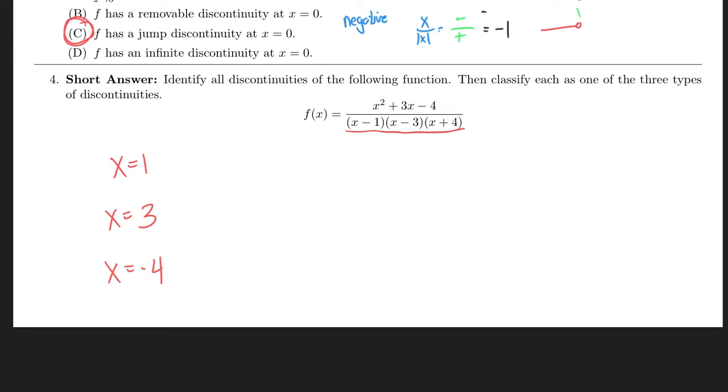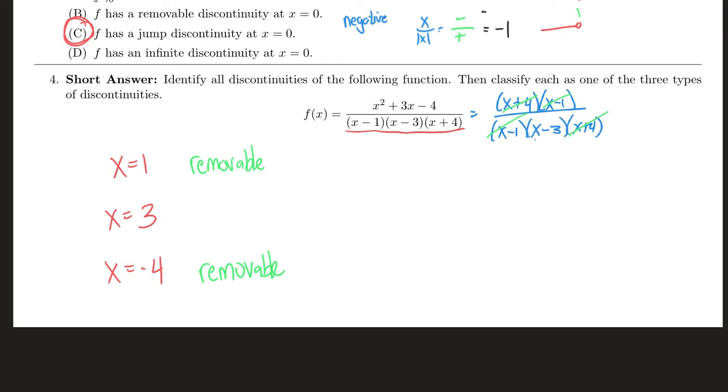And then what type are they? Well, we have to figure out, are they going to cancel out or not? So if you factor the top, x plus 4 times x minus 1, all over that bottom, the x plus 4 part and the x minus 1 part would cancel out, which means those are not asymptotes. These two are removable. So if it does cancel out, it's removable.